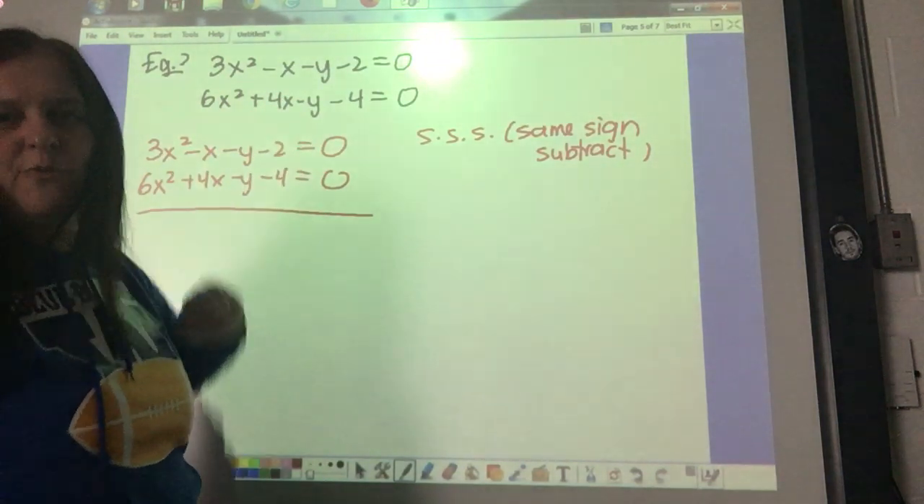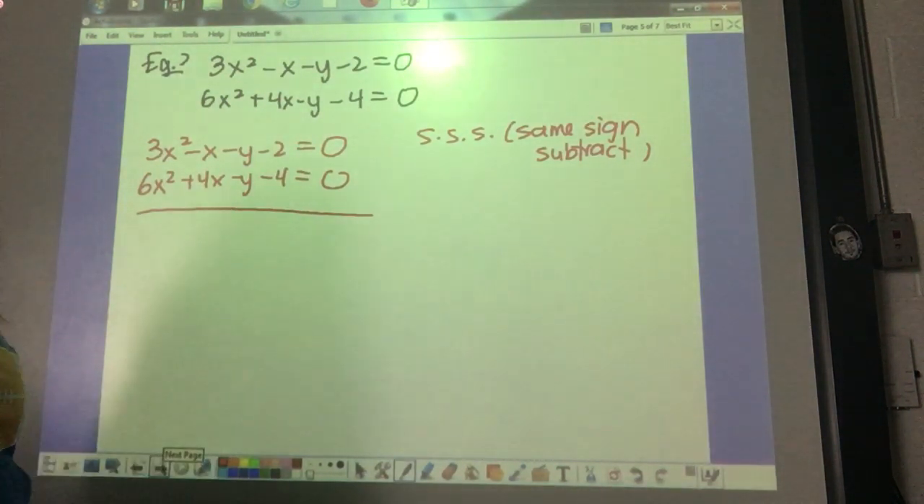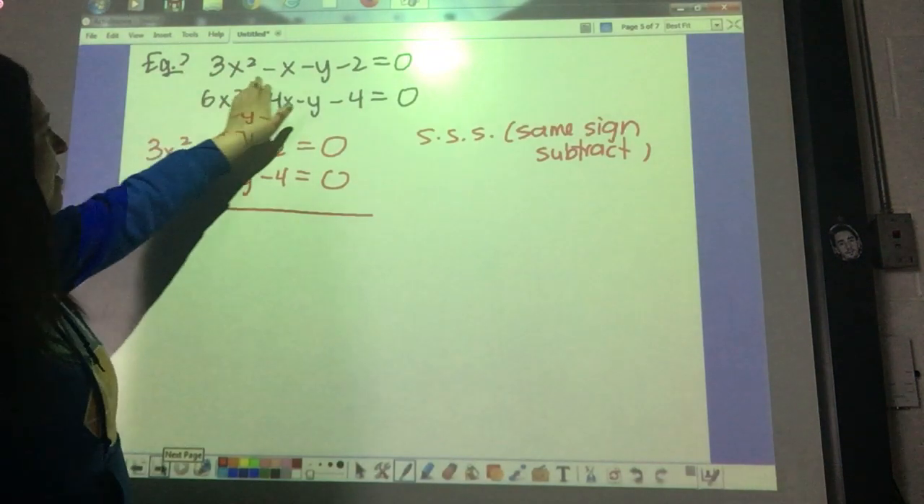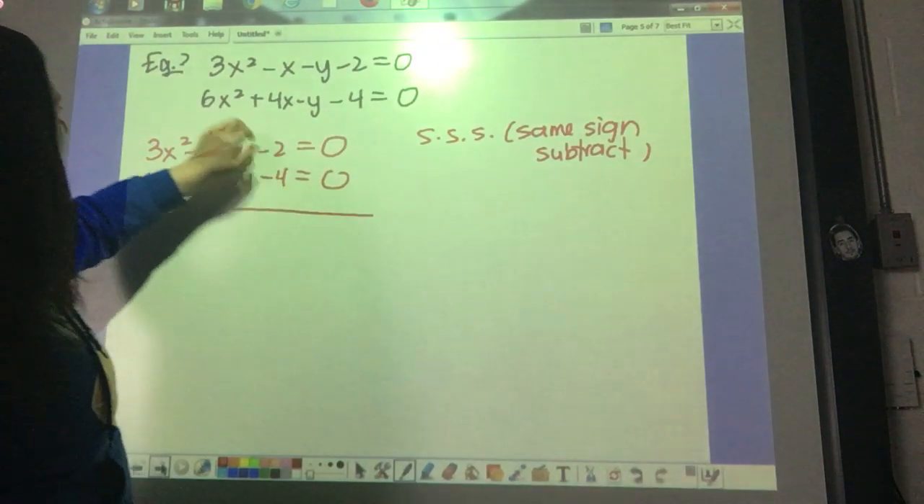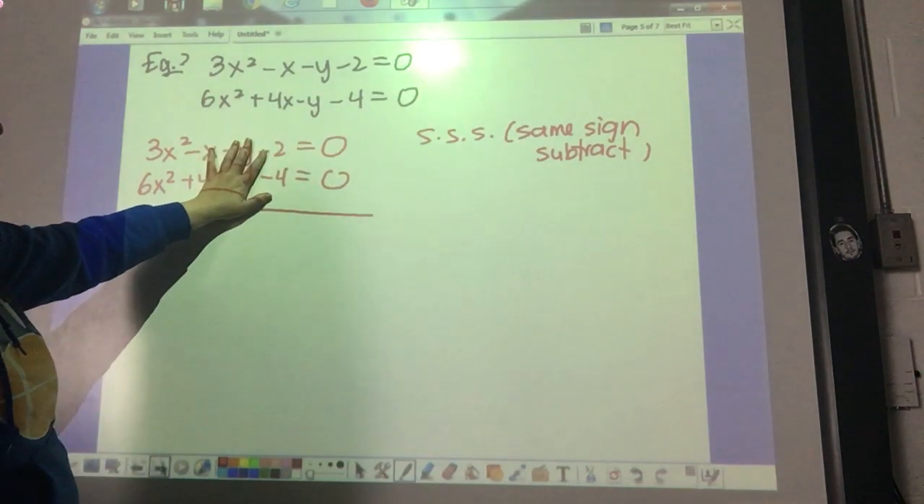Now, I'm going to try one more that we didn't do last time. This is a little bit of a tough one, so they get a little bit long and tedious, but nothing too hard. Like I said, it's all the concepts we know. So 3x squared minus x minus y minus 2 equals 0. 6x squared plus 4x minus y minus 4 equals 0. I just rewrote the question here.